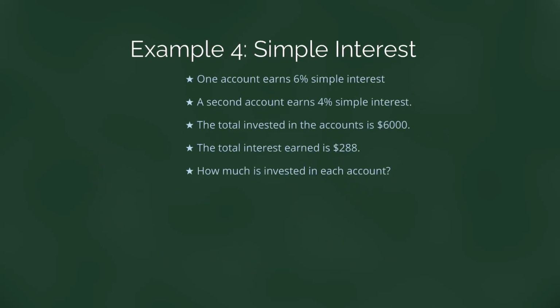All right, we're going to use ideas around simple interest again, but this time we're going to look at a problem set up a little bit differently. So here we have one account earning 6% simple interest and a second account that earns 4% simple interest. We're going to invest a total of $6,000, and we can see that we earn $288 in interest. We'll go ahead and assume that that's for 1 year, and we want to know how much is invested in each account. So I'm going to let X, I don't have to use X, I can use whatever letter I want, but I'm going to let X represent the amount invested at 6%.